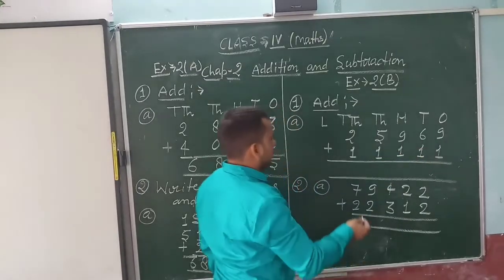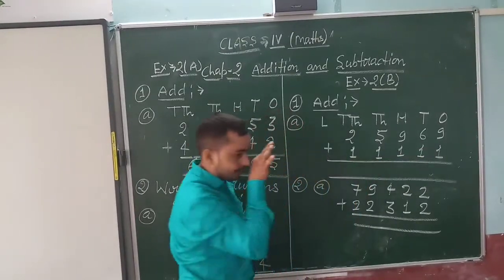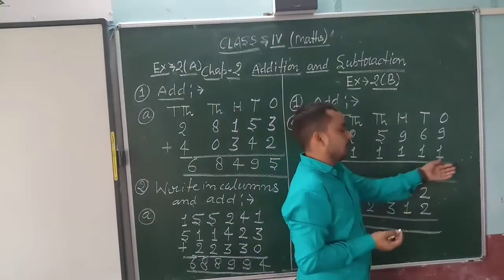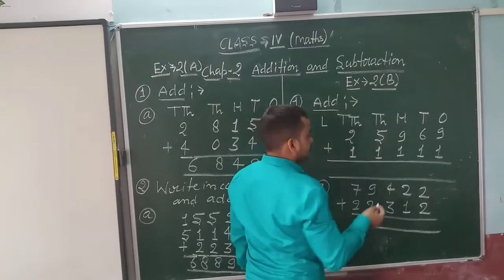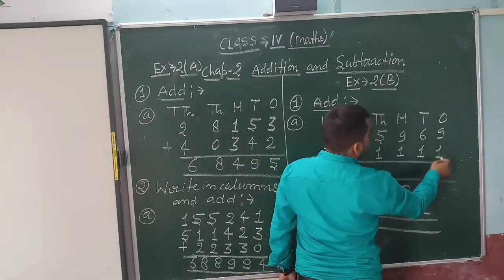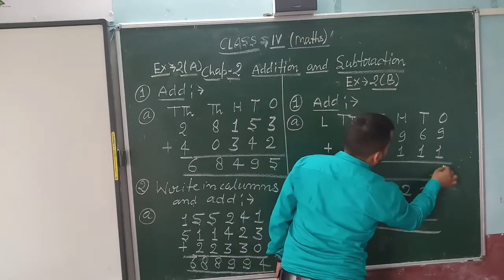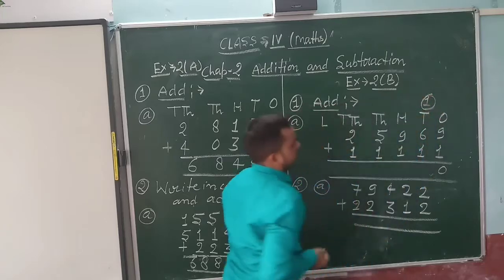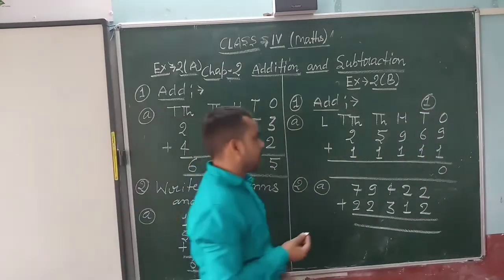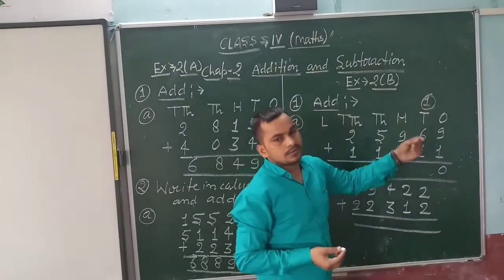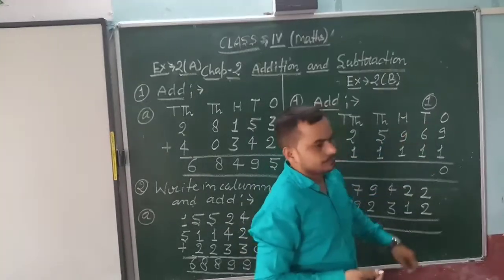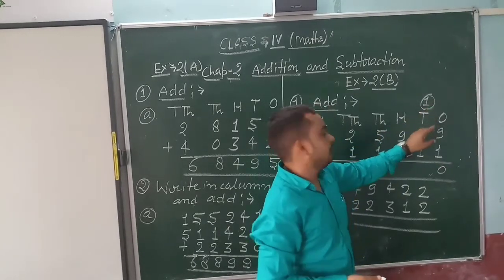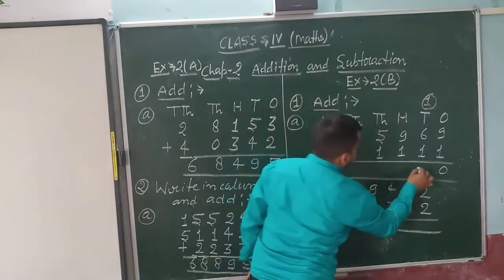The first number is 25,969, and the second number is 11,111. So again we add from the right side. First place 9 and 1. So 9 plus 1, 10. Carry out 1. Then we add the tens place, so we add the carry also. So 6 plus 1, 7, and 7 plus 1, 8.